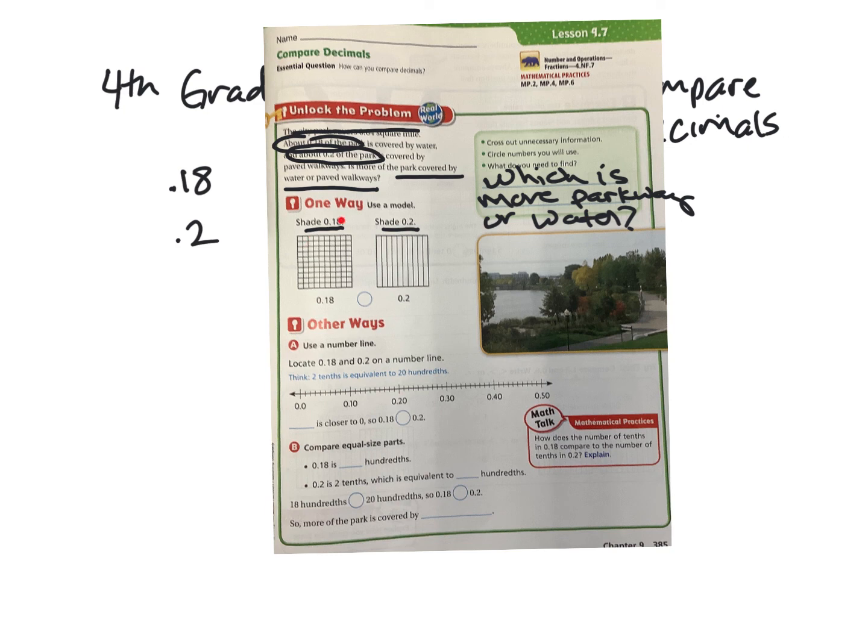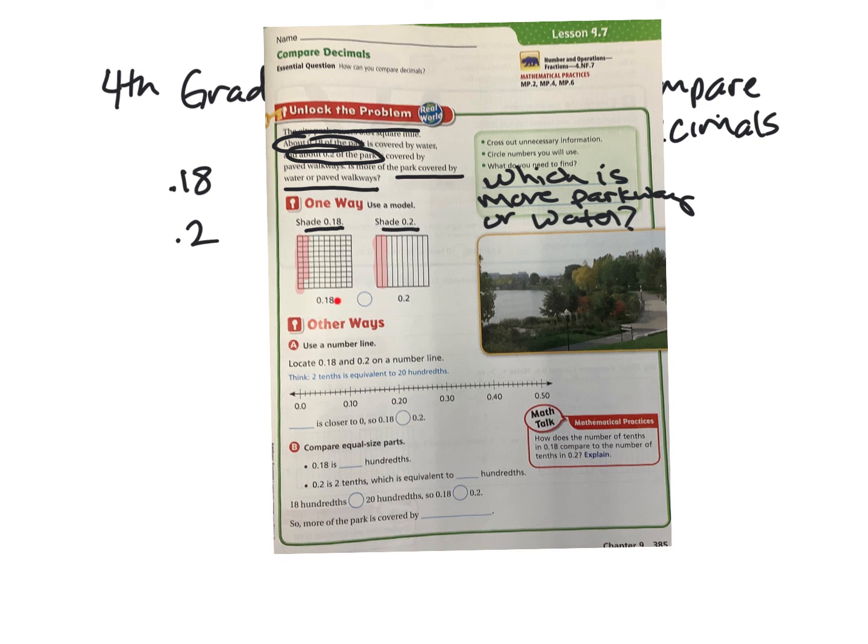They want me to shade in 18 hundredths, so we have that split into hundredths, and we're doing 18 of those. So there's 10 and then 8 more, there's 18 hundredths. On this one, the amount covered by paved walkways is 2/10. So we would split this into tenths and shade in 2 of those tenths. And when you do that visually, you could see that this one is a little bit more than that one.